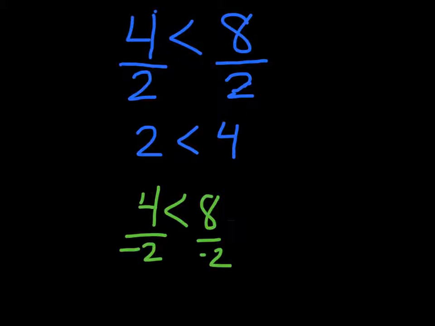4 divided by negative 2 gives us negative 2. Switch the direction of the inequality. 8 divided by negative 2 gives us negative 4. Is negative 2 greater than negative 4? Yes, it is.